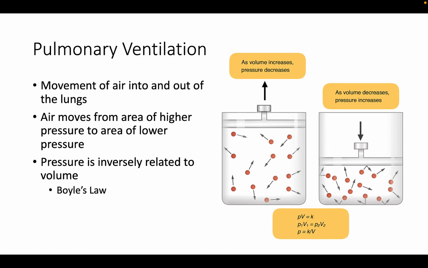But if we move this piston down, sorry, my mouse keeps disappearing. If we move this piston down, we're decreasing the volume, the space that they have to operate, which increases the likelihood that they're all going to run into each other, which means that we're increasing the pressure. So as this diagram shows, as volume increases, the pressure decreases. And as volume decreases, our pressure increases.